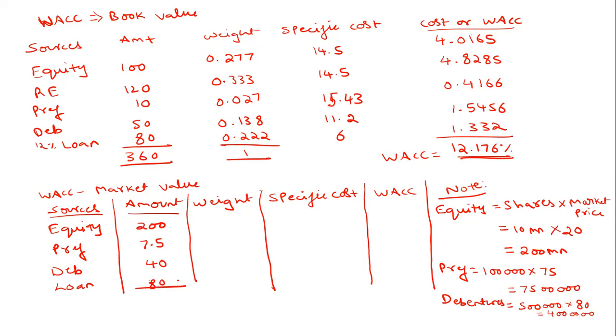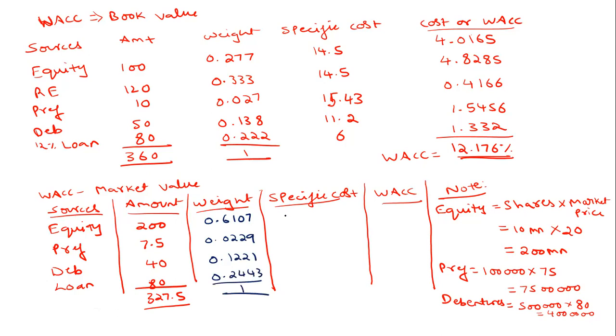Now tell me the total. 327.5. Weights, quickly: 0.6107, 0.0229, 0.1221, 0.2443, and we get this as 1.